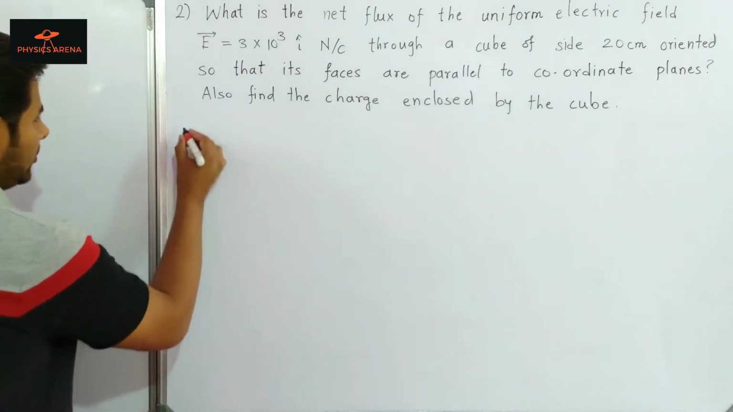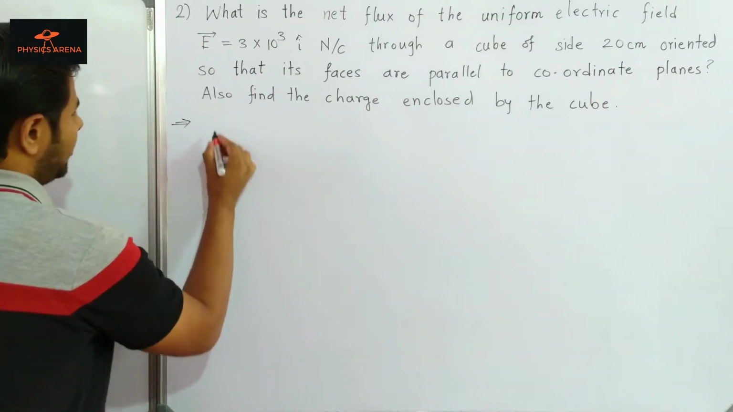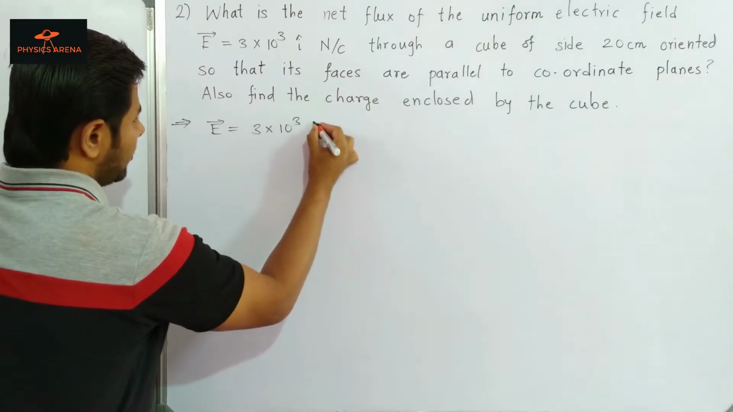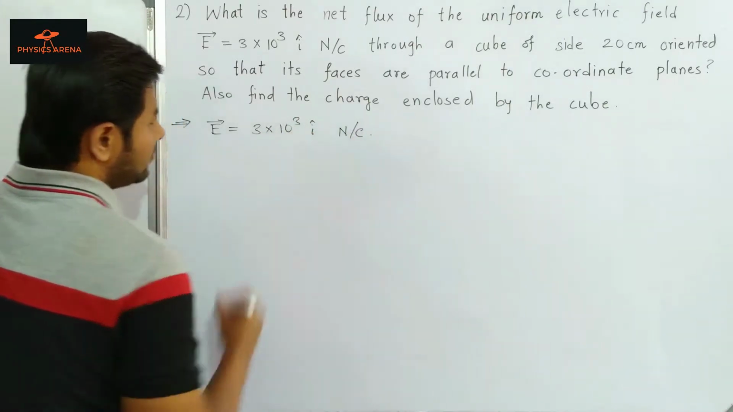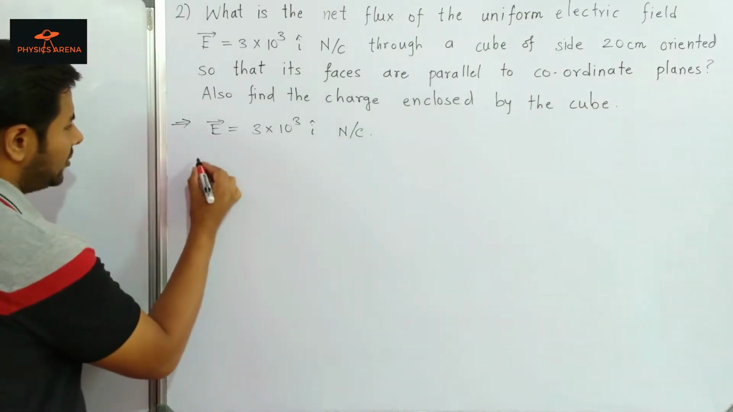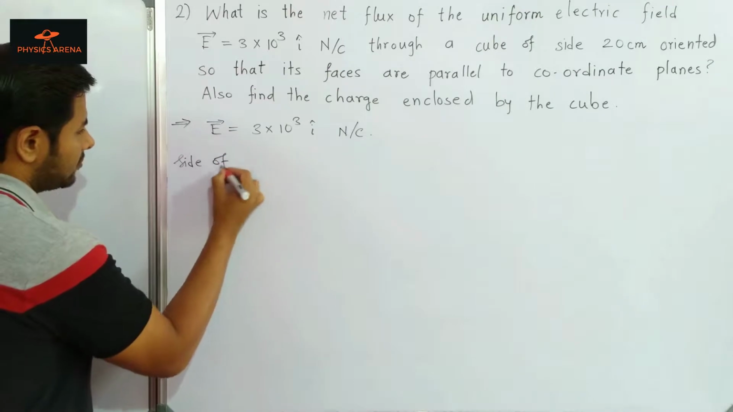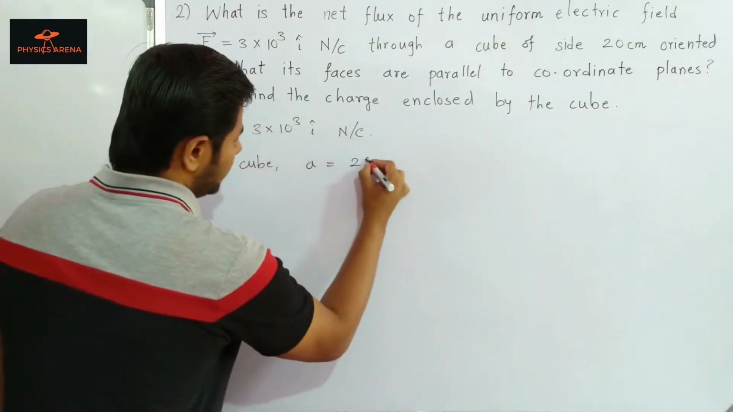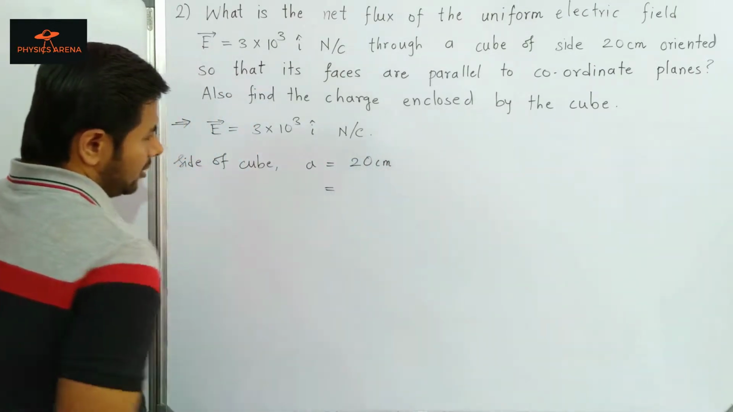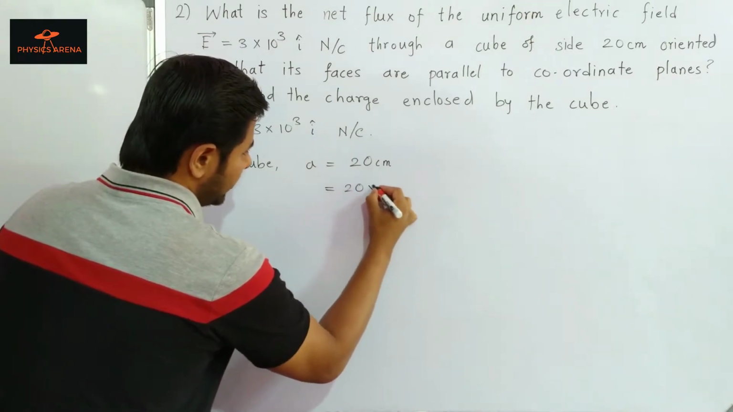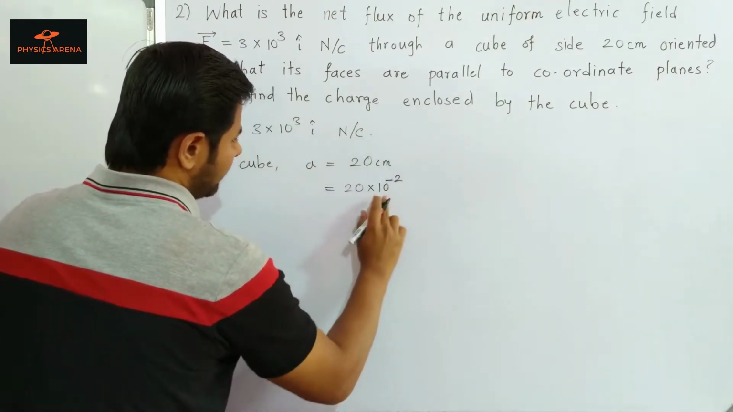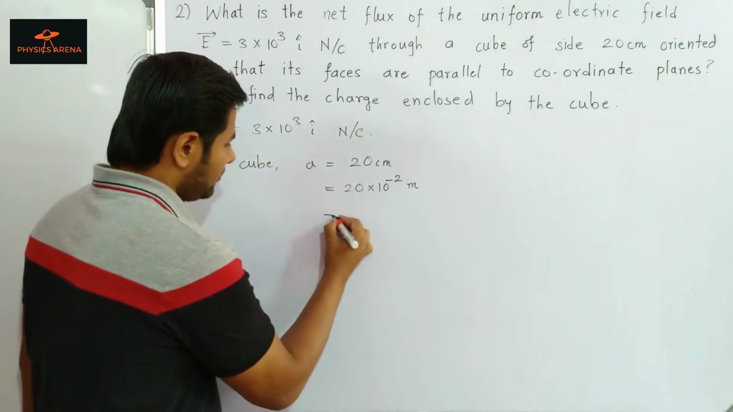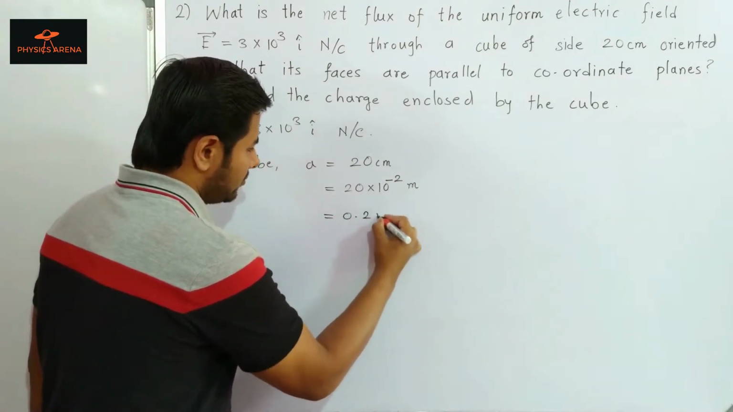Alright, so let's note down the value of electric field, which is 3 multiplied by 10 raised to 3 i cap newtons per coulomb, and side of cube, suppose it's A, which is 20 centimeters. So we'll convert it to SI units. It is 20 multiplied by 10 raised to minus 2 meters, which is 0.2 meters.